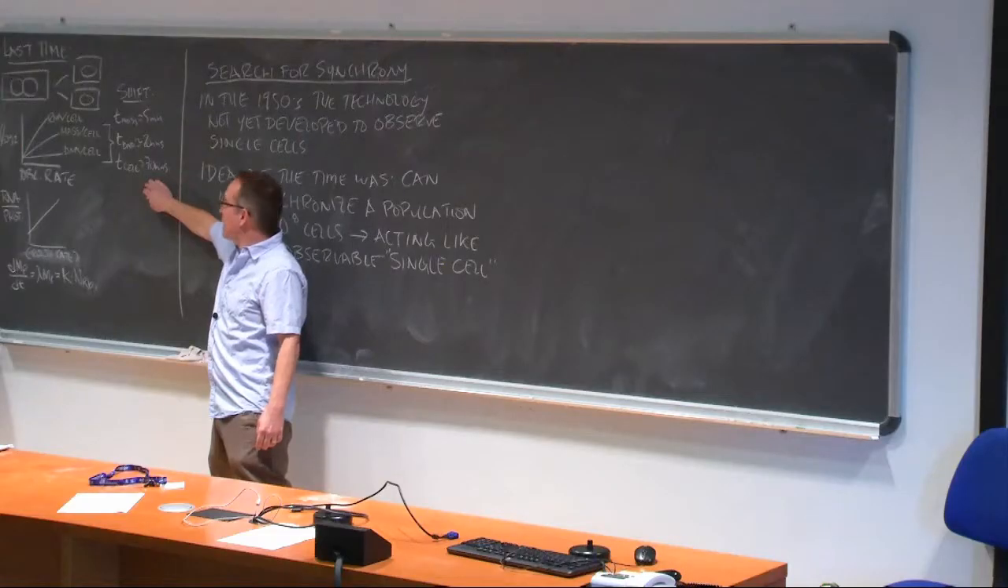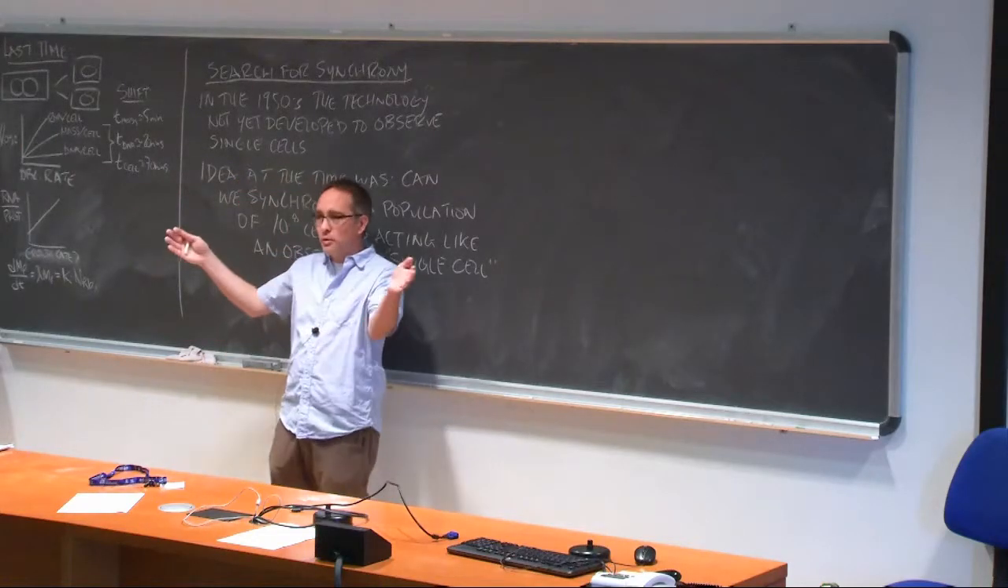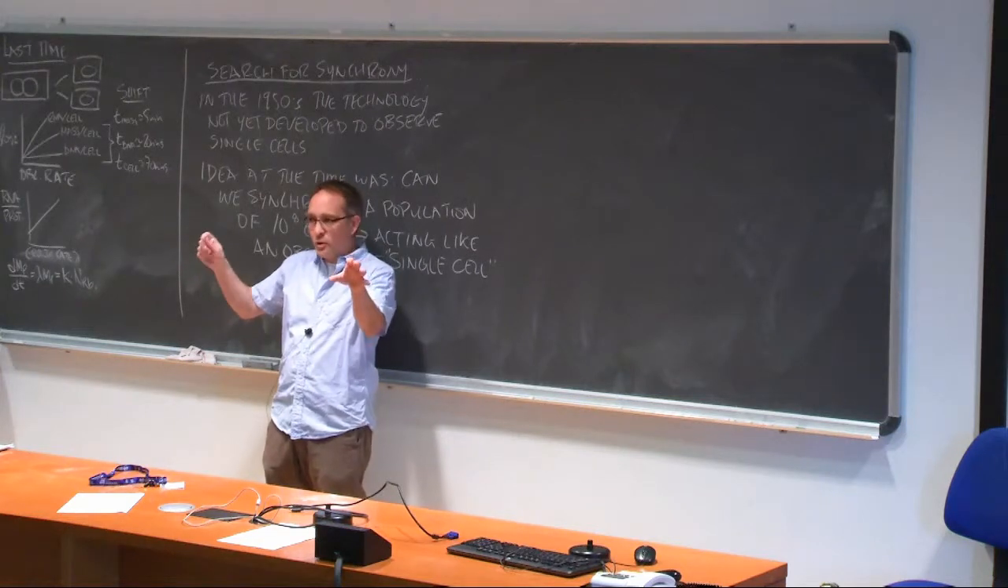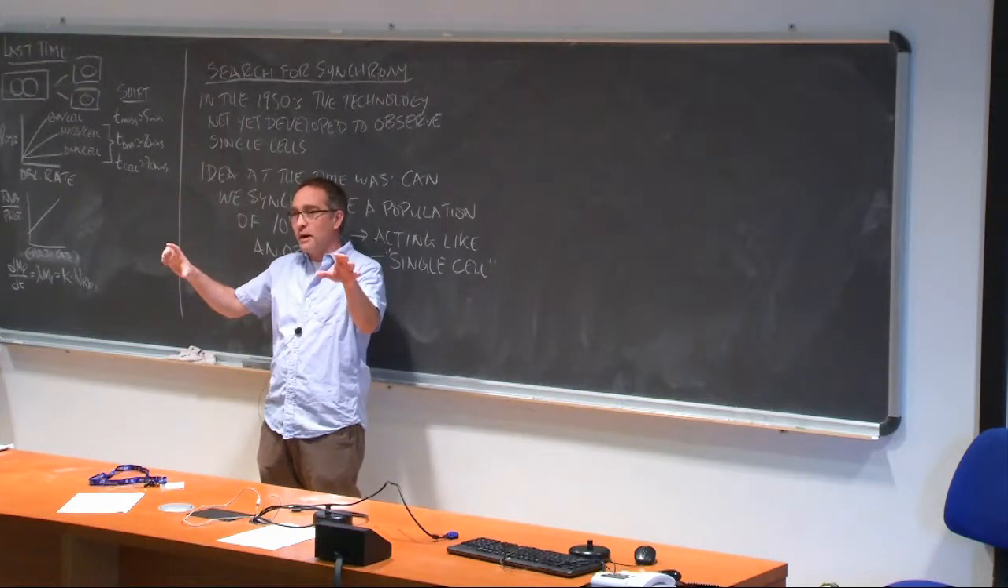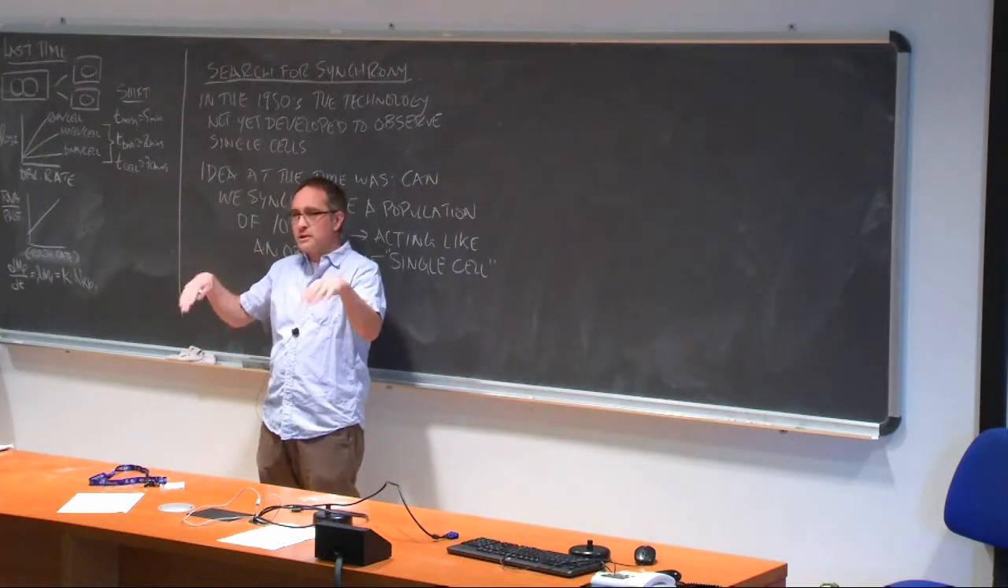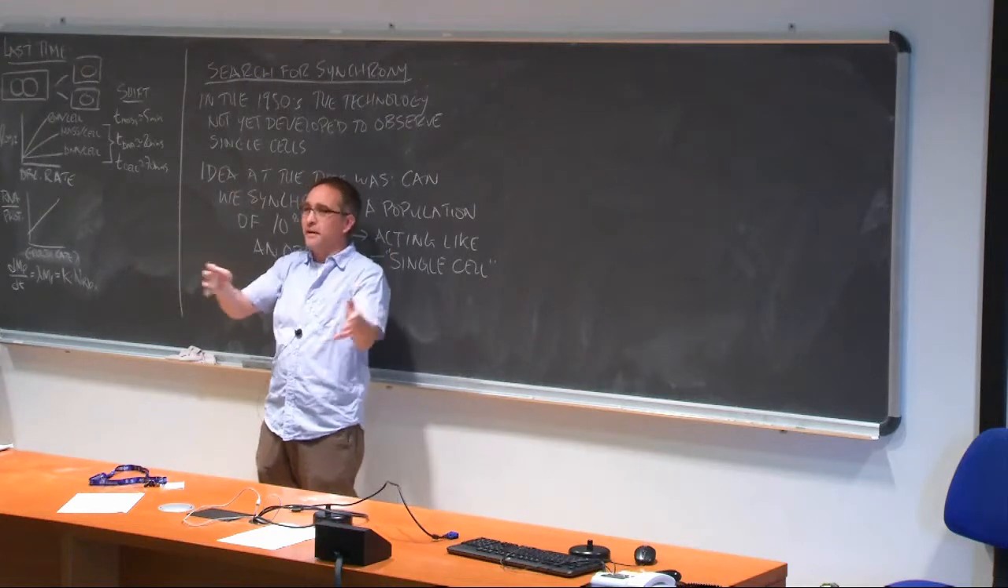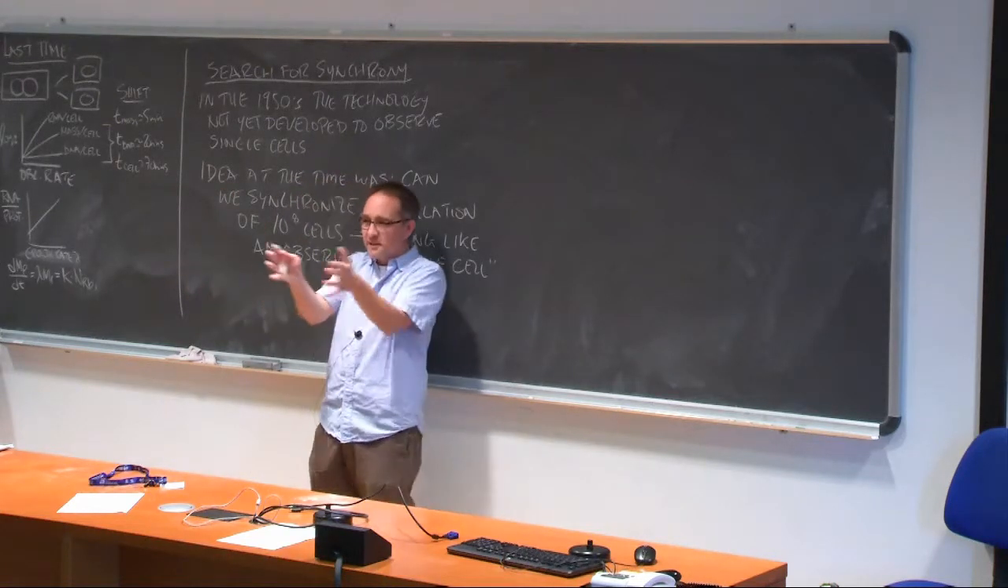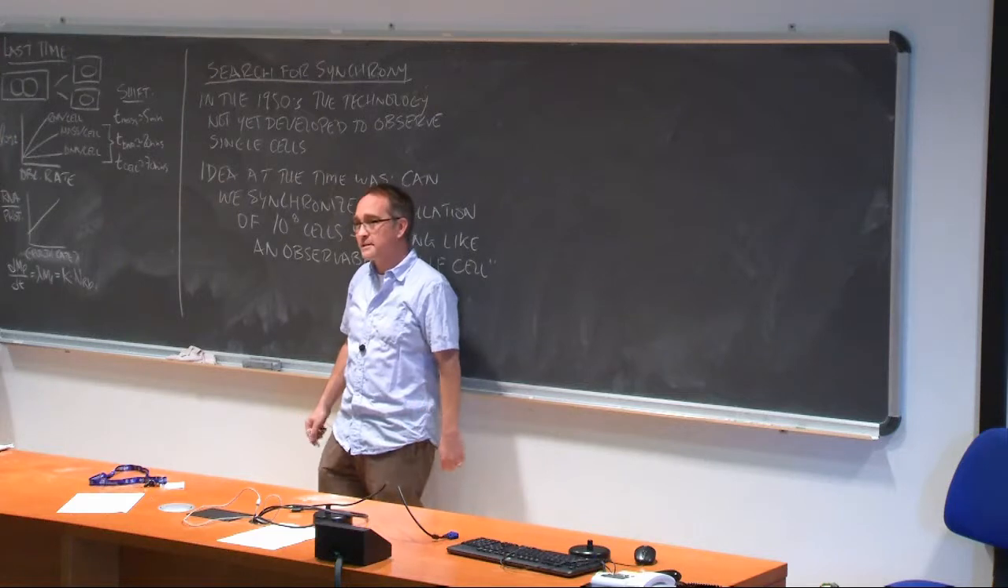And the reason that they don't synchronize cells is because the age is distributed through the population. Some cells are older and some cells are younger. And if you want to synchronize, that means you need to narrow that distribution to a delta function. And playing with temperature, playing with shifts, all it does is move that distribution around. It doesn't narrow it in any reasonable sense.